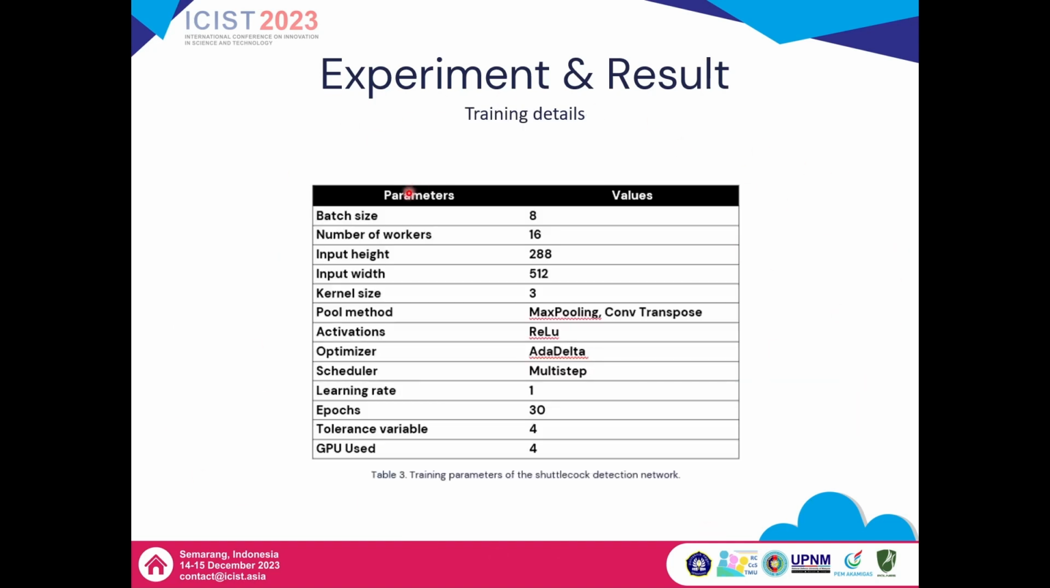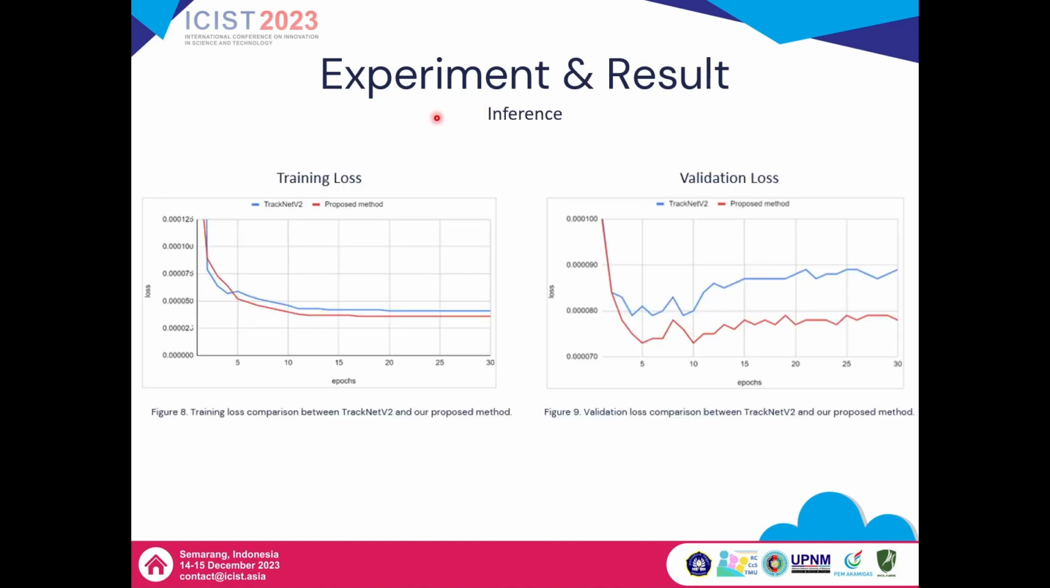This is the training detail of the experiment. There is a training loss and validation loss, and the red one is our proposed method and the blue one is TrackNet V2. You can see the loss is lower than TrackNet V2, and the validation loss too, so we get a better loss here.